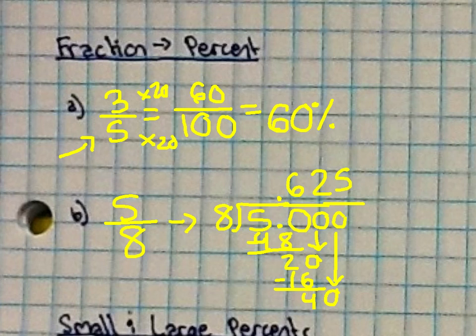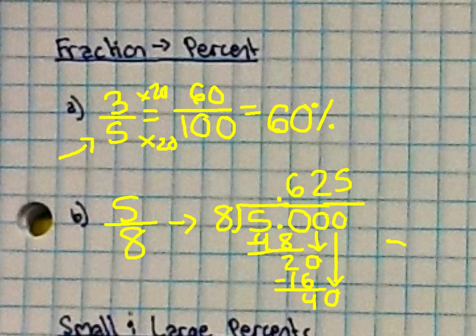Now if you look at our work from the previous topic on decimal to percent, to change 0.625 to a percent, you just move the decimal 2 times to the right, like we said. So this time we go 1, 2. So 0.625 is the same as 62.5%.